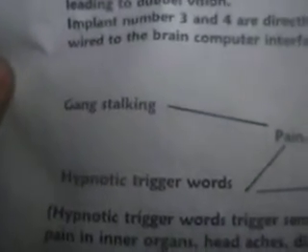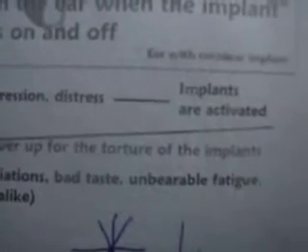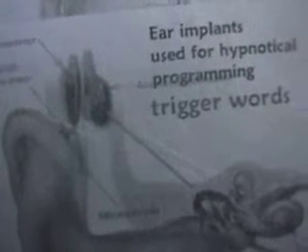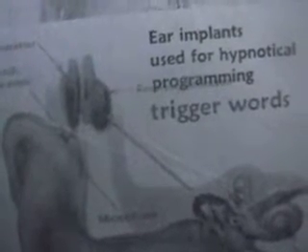Now, I want you to look. I'm zooming back because I want you to be able to see the following is the same piece of paper. Gang stalking, hypnotic trigger words, pain, anger, depression, and distress. Okay, that's right. And then cover up for the torture of the implants. Implants are activated. Basically, the trigger words are the words that they sensitize the target to, because they've been mentally associated to the harassment and assaults and victimization.